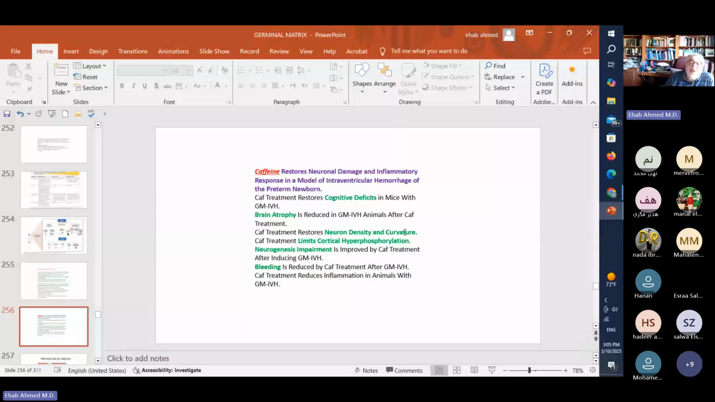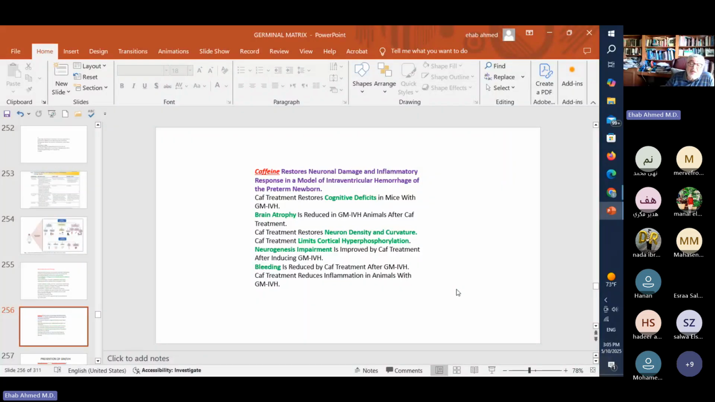Caffeine treatment restores cognitive deficits in mice with GM-IVH. Brain atrophy is reduced in GM-IVH animals after treatment with caffeine. Caffeine treatment restores neuronal density and curvature. Caffeine treatment limits cortical hyperphosphorylation. Neurogenesis impairment is improved by caffeine treatment. It's like magic. Bleeding is reduced.